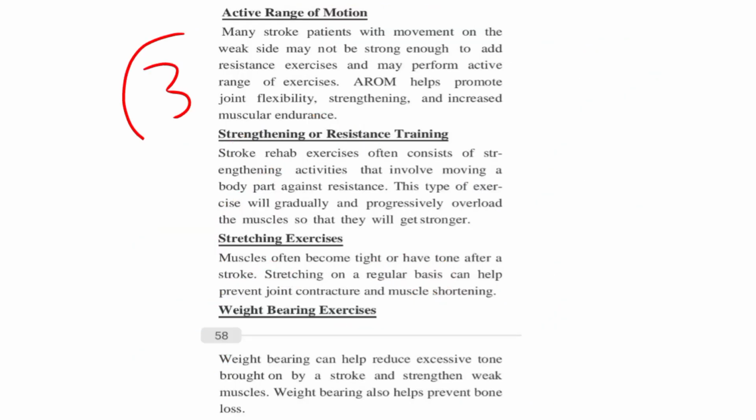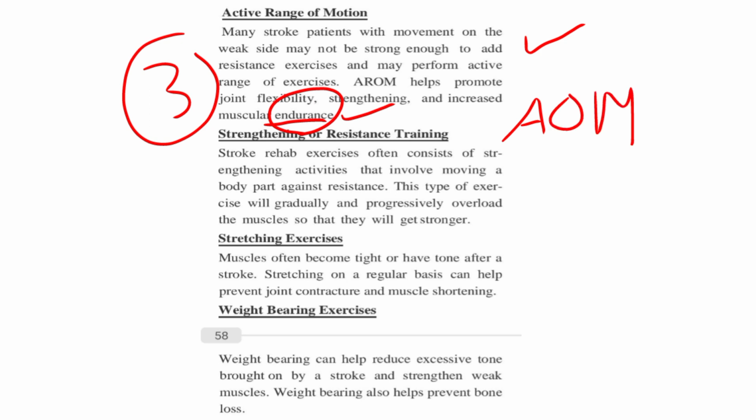Next, we go for active range of motion. When the patient achieves active assisted range of motion, we can go for further progression, that is active range of motion. Many stroke patients with movement on the weak side may not be strong enough to add resistance, so we go first for active range of motion. It helps to promote joint flexibility, strengthening, and increased muscle endurance. When we perform active range of motion repeatedly, the muscle endurance increases.